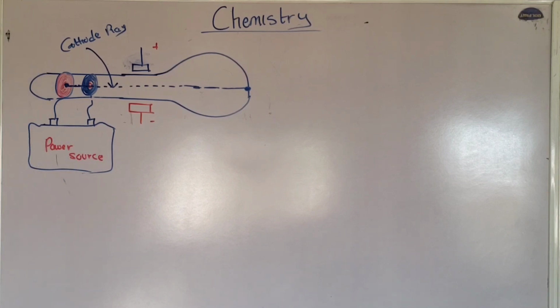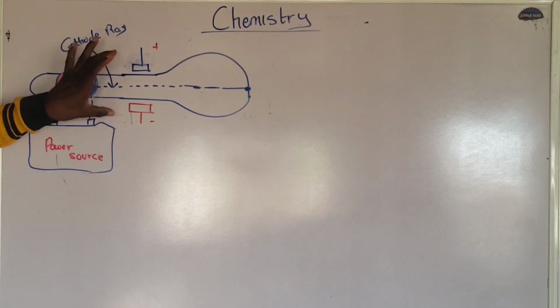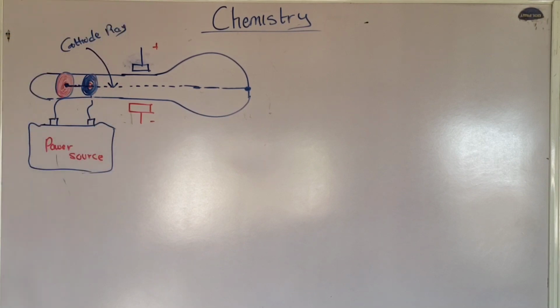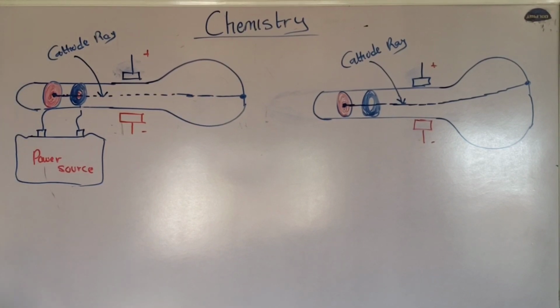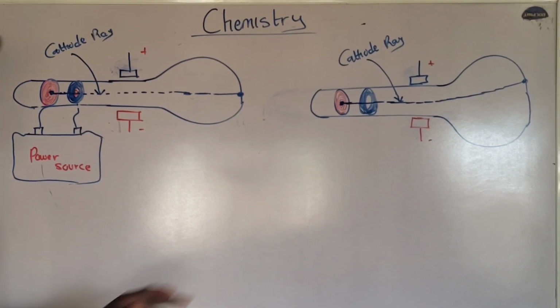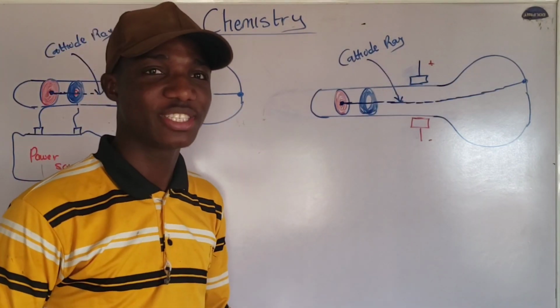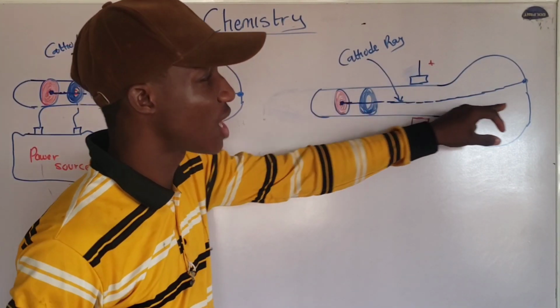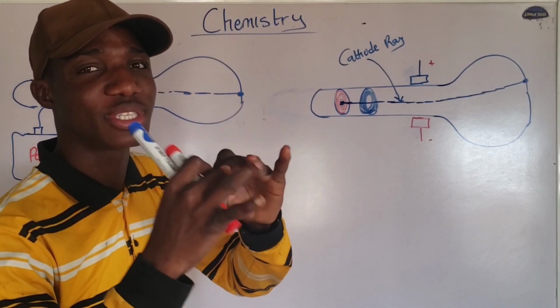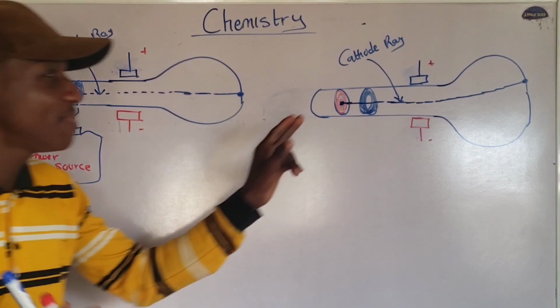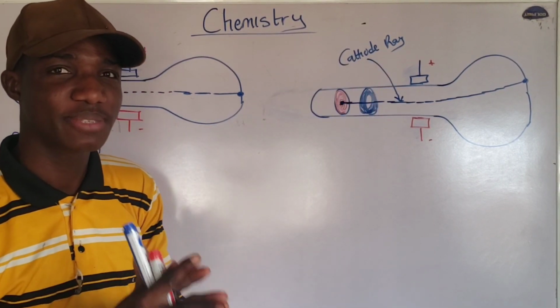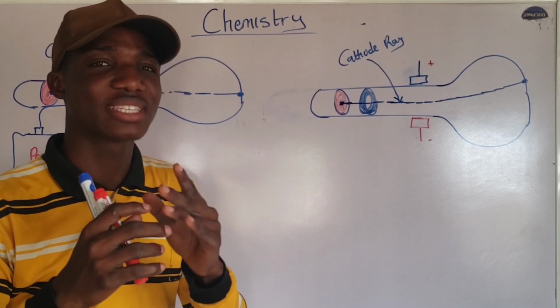Having turned on the electricity in an attempt to check whether these rays are electrically charged, he puts two plates, the positive one on the top and the negative one beneath. When he turns on the power source, he discovered that instead of the cathode ray traveling in a straight line, the cathode ray bends towards the positively charged plate. That gave him the idea that the cathode ray consists of particles that are negatively charged.